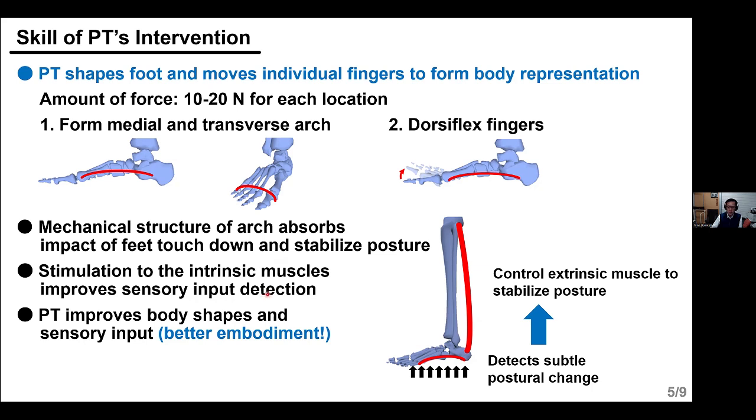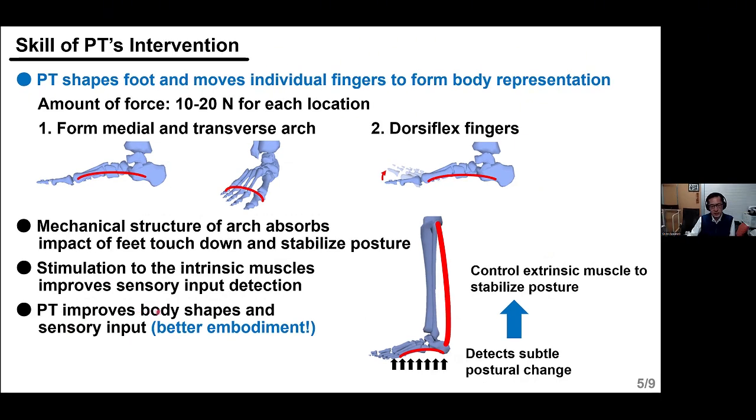As you may know, muscles act not only as an actuator, but also work as a sensor to detect motions. So by detecting this small subtle posture change through these small intrinsic muscles, it can control extrinsic large muscles to stabilize postures. So the physical therapist improves the mechanical structure of the body and adds sensory input to enhance better embodiment.